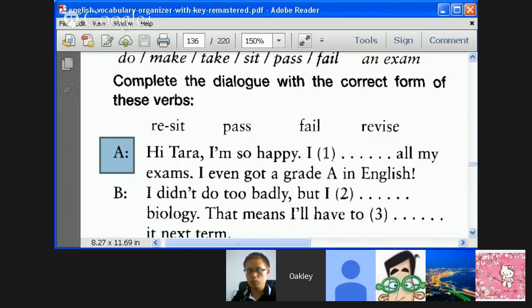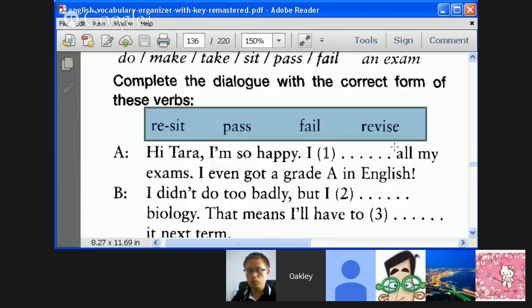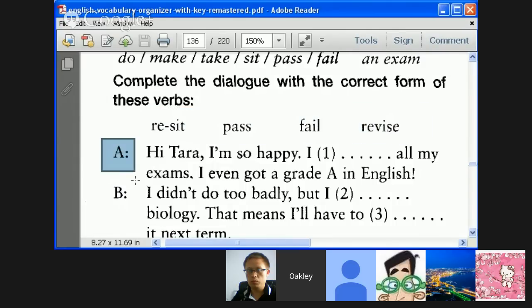We've only got a couple minutes. Let's see if we can zip through these. Casey, can you read number 1 and try to see the verb that best fits? Hi Tara, I am so happy. I passed all my exams. I even got a grade A in English.